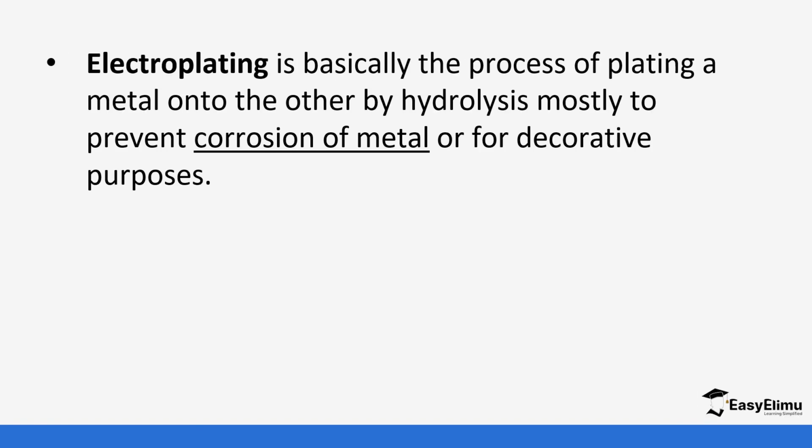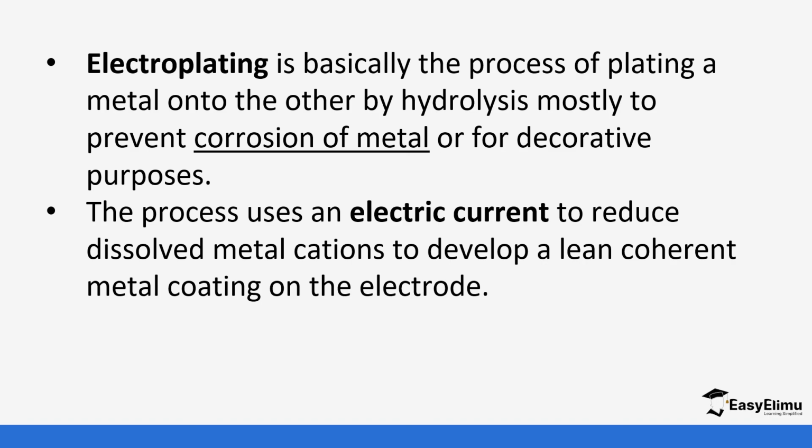So electroplating is a process of plating a metal onto another by electrolysis, mostly to prevent corrosion of metal or for decorative purposes. So you notice some of the substances, let's say like jewelries, the ring, the earrings are usually coated with other metals, like for example, gold. We also have other things that are coated with other metal. This coating can happen through electroplating, and electroplating in this case uses electric current.